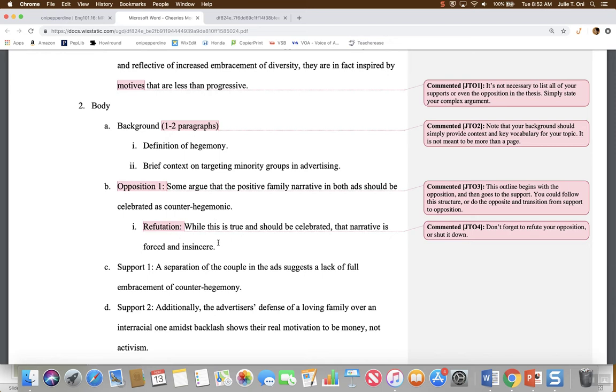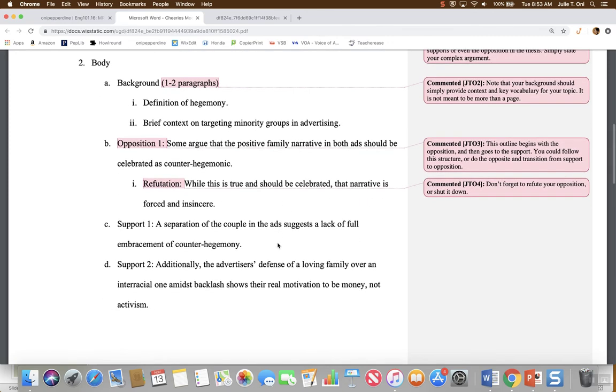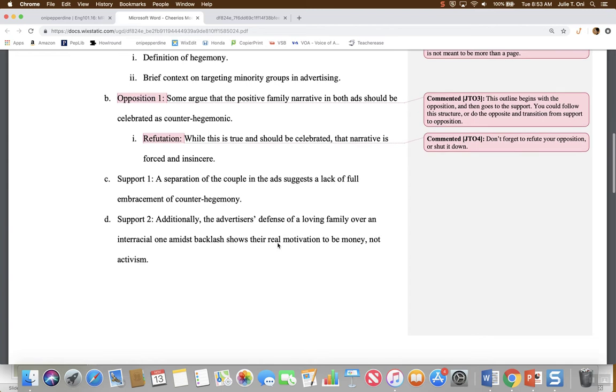However, refutation is required also, right? So the refutation here, while this is true and should be celebrated, that narrative is forced and insincere. So you can have up to 2 oppositional points, but the whole goal of the opposition is to shut it down. Otherwise, we're not going to know which side you're on. So keep in mind, this would be 1 paragraph in your essay. You could separate it if you like to, but when you have the oppositional perspective, you need to include a refutation. Very briefly, going over the supports, which we already discussed.